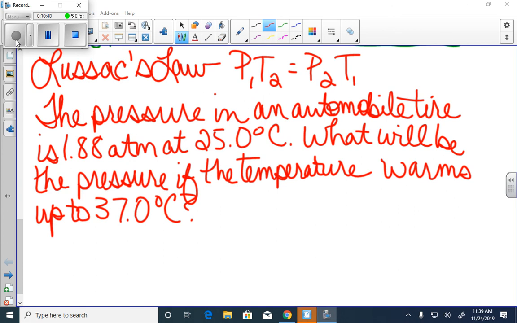The pressure in an automobile tire is 1.88 atm at 25 degrees Celsius. What will be the pressure if the temperature warms up to 37.0 degrees Celsius?